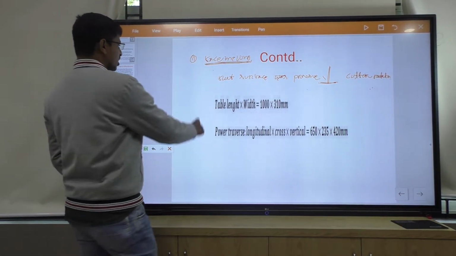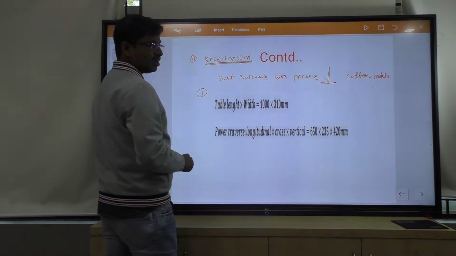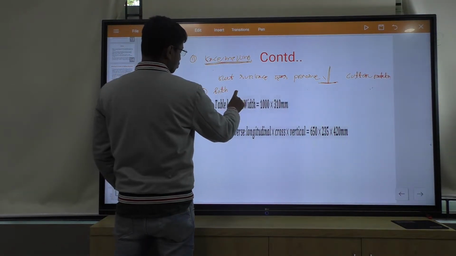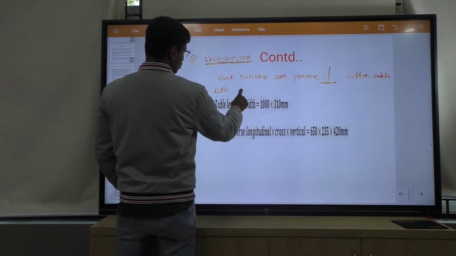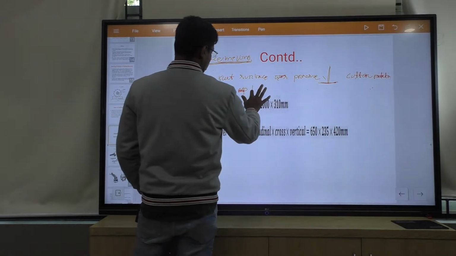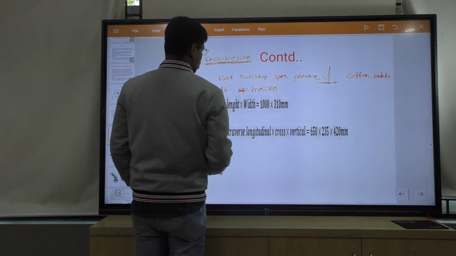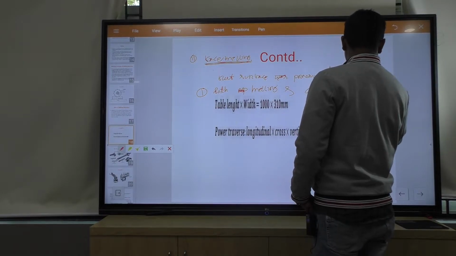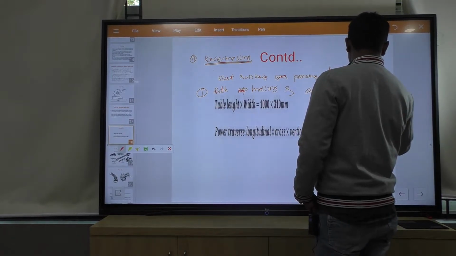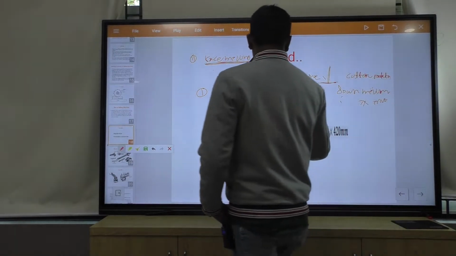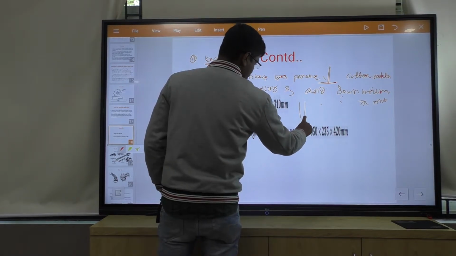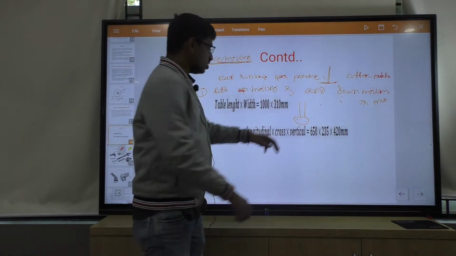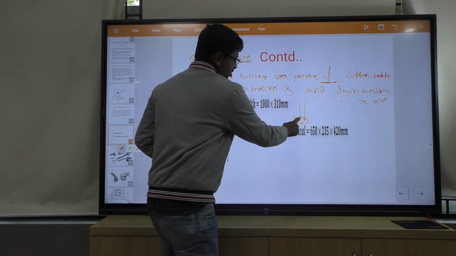In face milling, both up milling and down milling are involved. A face milling cutter means the cutter teeth are present on this face, not on the periphery.